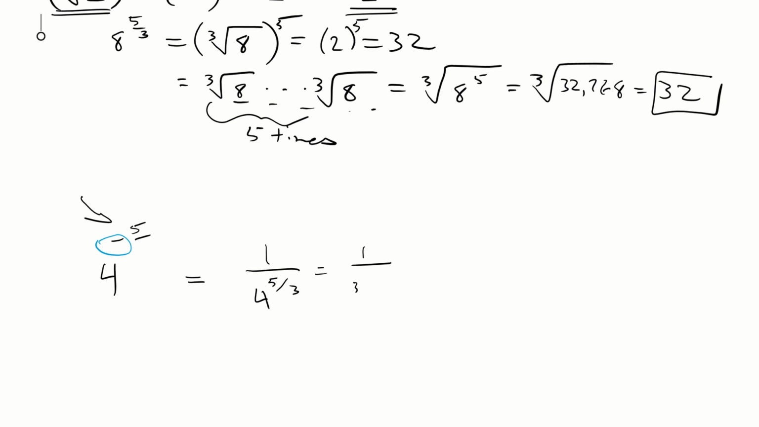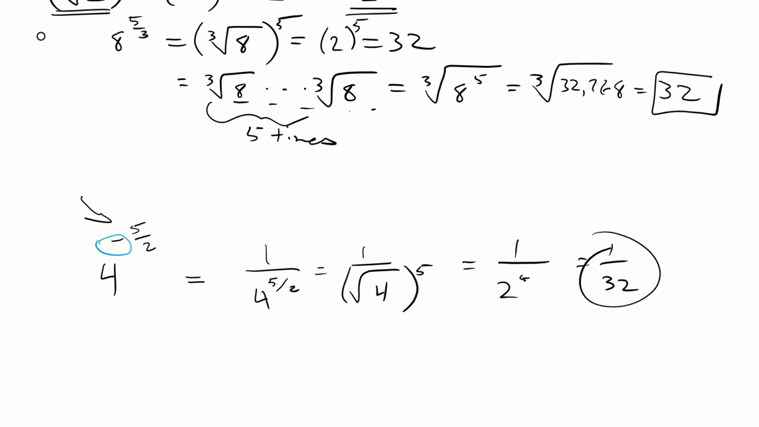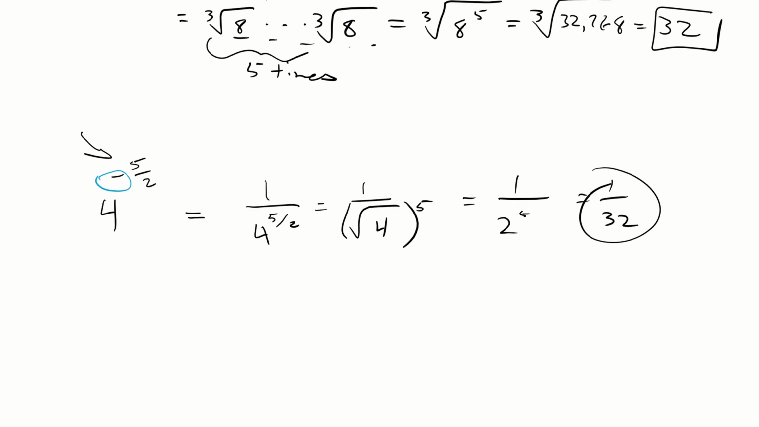Let's make it 5/2 power, because I don't know the third root of 4. It's irrational, but the second root of 4 I do know. That's 2. And when we take it to the 5th power, we get 1 over 2 to the 5th, and 1 over 32 is another example of fraction powers with numbers. It's kind of quick, but that's what's happening here.